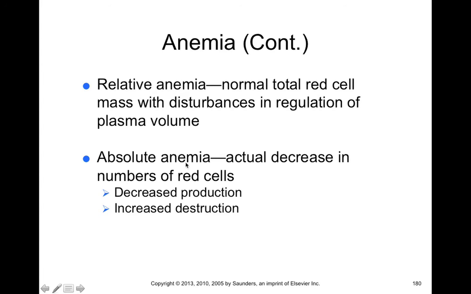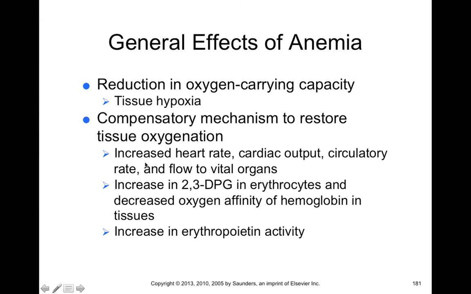Now, this differs from absolute anemia because absolute anemia is actually due to a decrease in the number of red blood cells, and this can come about from a variety of mechanisms like decreased production of red blood cells or increased destruction. And we'll next talk about the disorders that lead to either decreased production or increased destruction that lead to absolute anemia. So for the general effects of anemia, what we find is that first of all, you're going to see a decrease or deficit in oxygen carrying capacity, which will lead to tissue hypoxia.